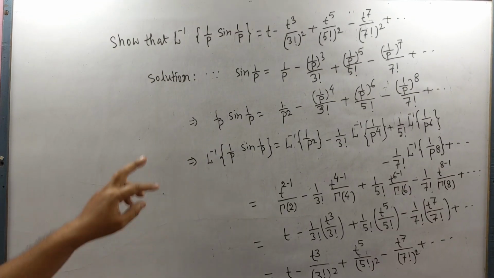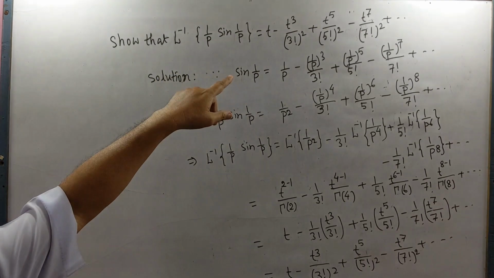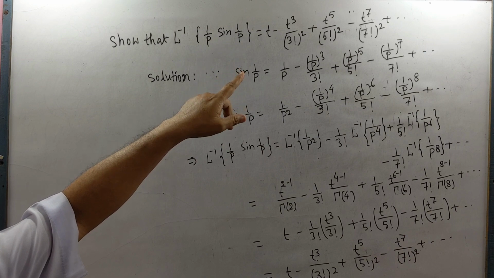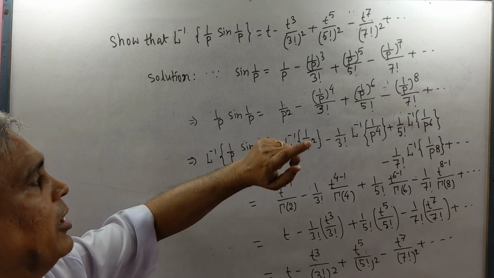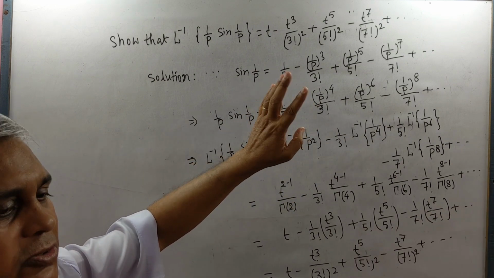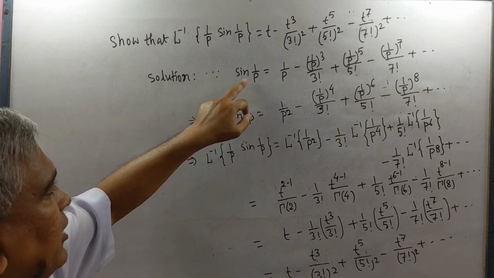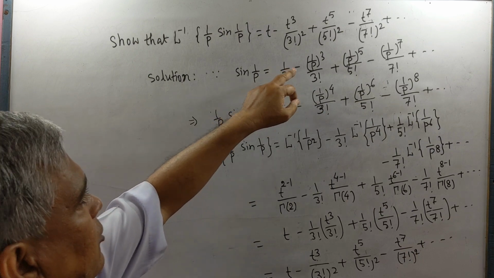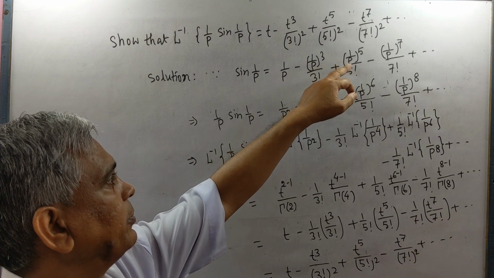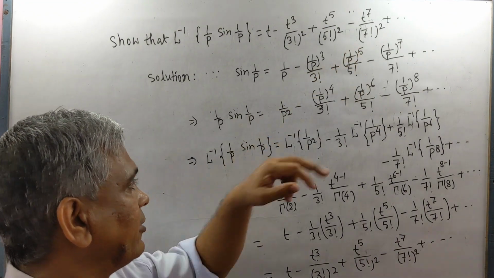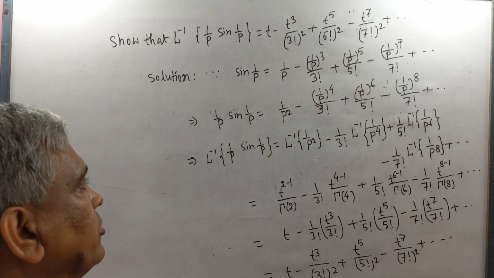Now we solve another problem of inverse Laplace transformation. L inverse 1 by p sine 1 by p equal to t minus t cube by factorial 3 whole square plus t to the power 5 by factorial 5 square minus t to the power 7 by factorial 7 square plus dot dot dot. Firstly, we write the formula of sine 1 by p. Sine 1 by p is 1 by p minus 1 by p cube by factorial 3 plus 1 by p to the power 5 by factorial 5 minus 1 by p to the power 7 by factorial 7 plus dot dot.